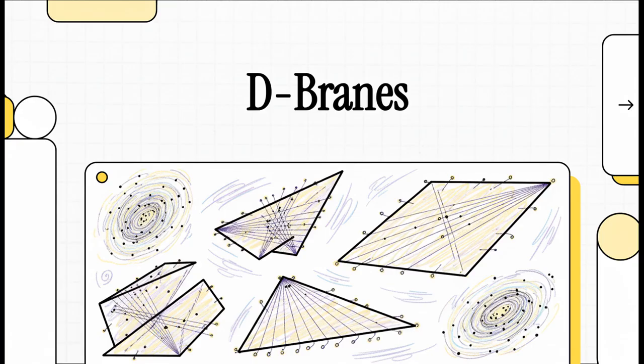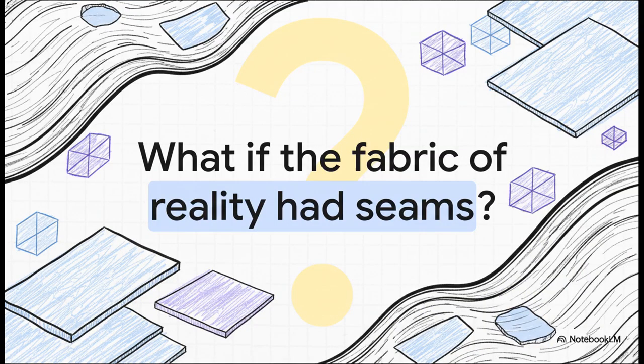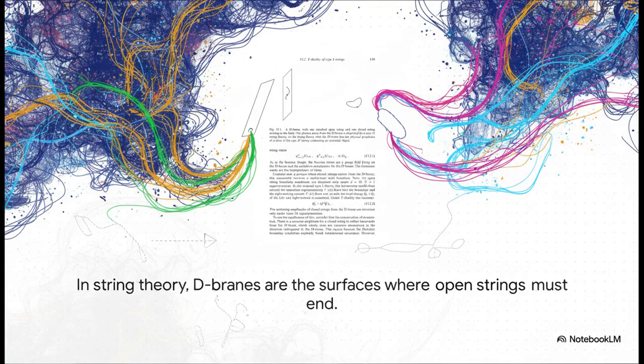the entire field. So, to get our heads around this, I want you to just think about something for a second. We usually picture space-time as this perfectly smooth, continuous fabric, right? But what if it isn't? What if, hiding inside the universe, there are these hidden surfaces, these membranes of different dimensions that actually shape the very laws of physics? Well, in string theory, these cosmic seams are very real, and they're called D-Branes.